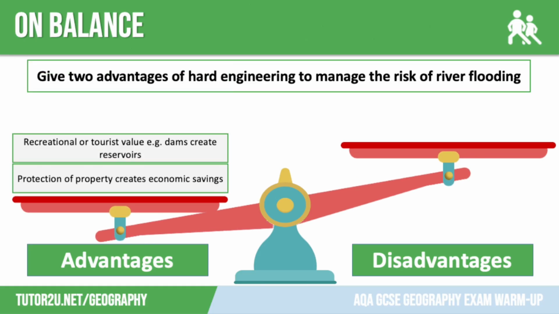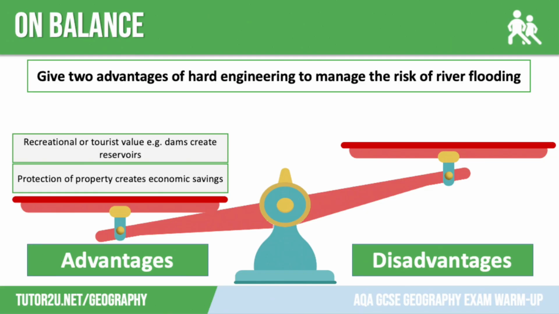So one of the main arguments in favour of hard engineering strategies along rivers is that they provide effective protection and properties are far less likely to flood, so the economic cost is far lower, both in terms of costs of repairs, but also in terms of businesses closing temporarily and losing their income. Some methods of protection also offer recreational tourist value. For example, building dams creates a reservoir behind the dams, and these reservoirs are often used for water sports and other activities such as cycling and hiking.